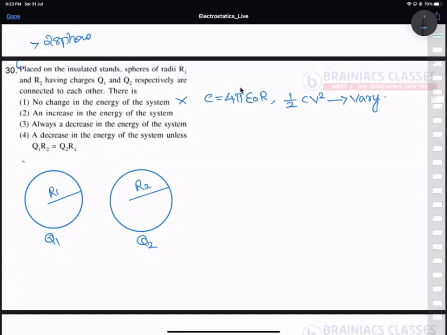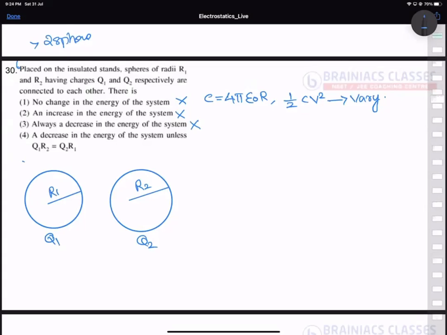Second one, an increase in the energy of the system. I cannot say energy is increased or decreased. It all depends upon the radius. If radius increases, it will increase. If radius decreases, it will decrease. So the second statement is wrong. Third one, always decrease the energy of the system. The same story again. I don't know whether it will increase or decrease. It depends upon the radius of the sphere. When radius changes, capacitance changes, and when capacitance changes, energy changes.